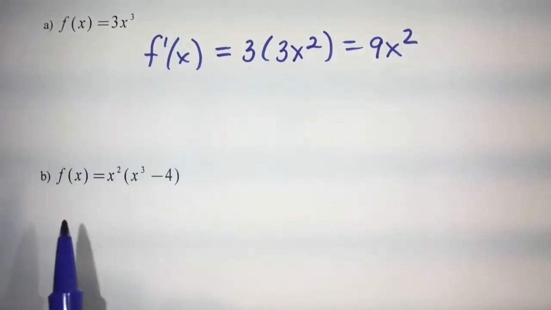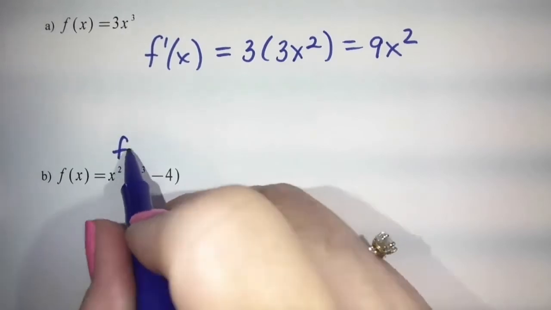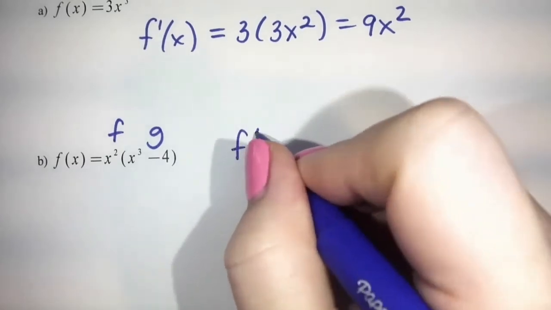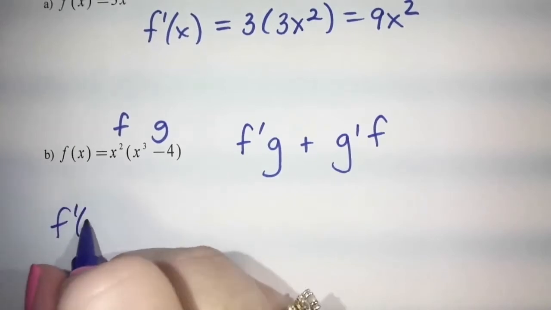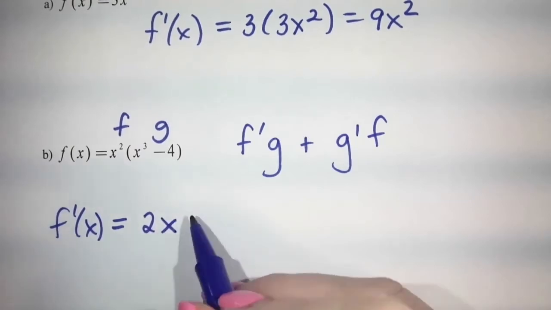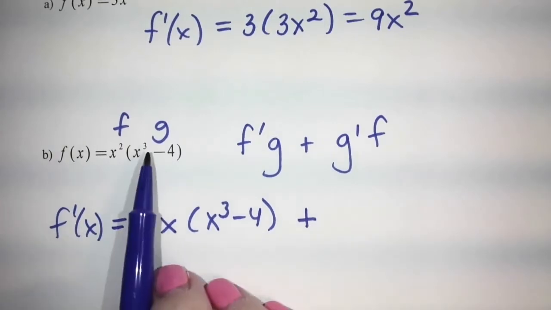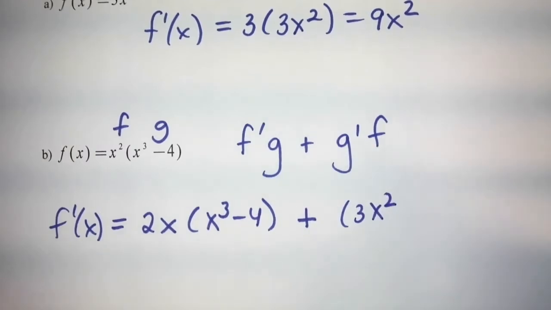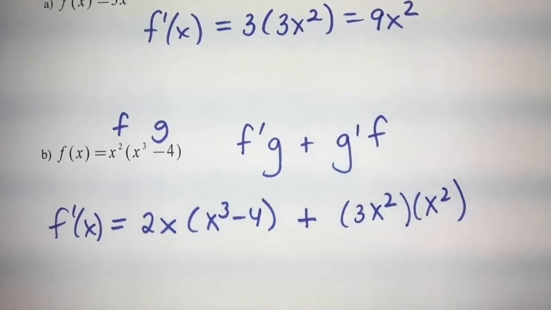For the second one here, we have f of x equals x squared times x cubed minus 4. So we have an f and a g here, so we can use the product rule. And so our derivative will be f prime times g plus g prime times f. So derivative f prime of x, derivative of the first, derivative of x squared would be 2x, times the second left alone, plus derivative of the second, so derivative of x cubed minus 4 would be 3x squared. Derivative of negative 4 would be 0, so we don't need that. And then times the first, which would be x squared.